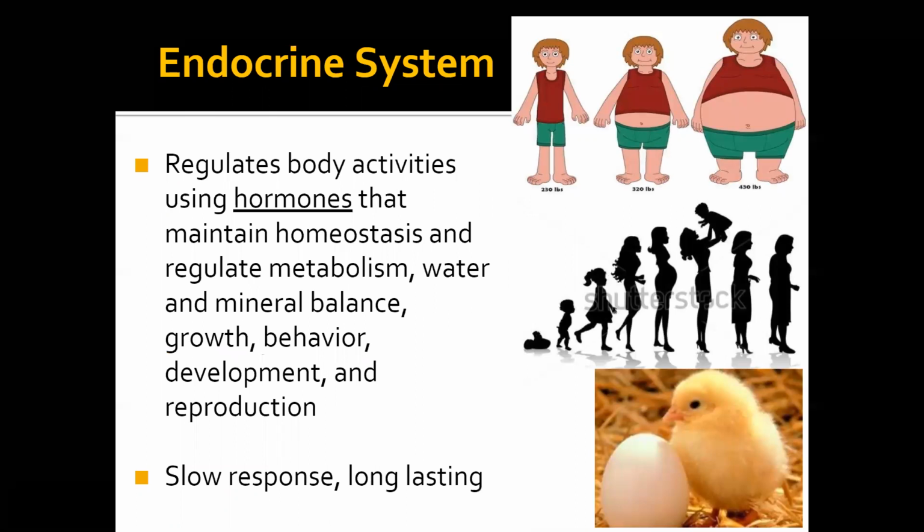Endocrine system is next. That is going to regulate body activities using hormones, which is a little bit slower than the nervous system. And it also regulates your metabolism, your water and mineral balance, your growth, your behavior, your development, a whole lot of stuff.